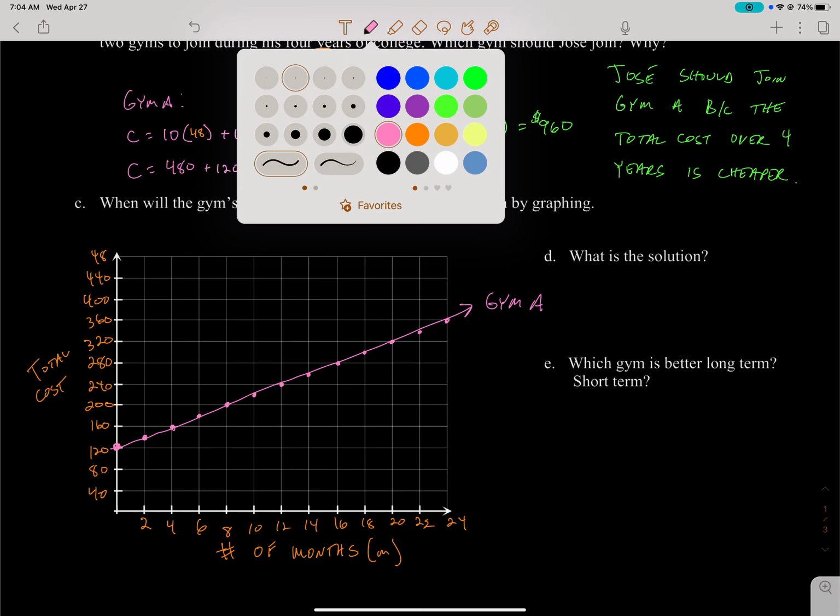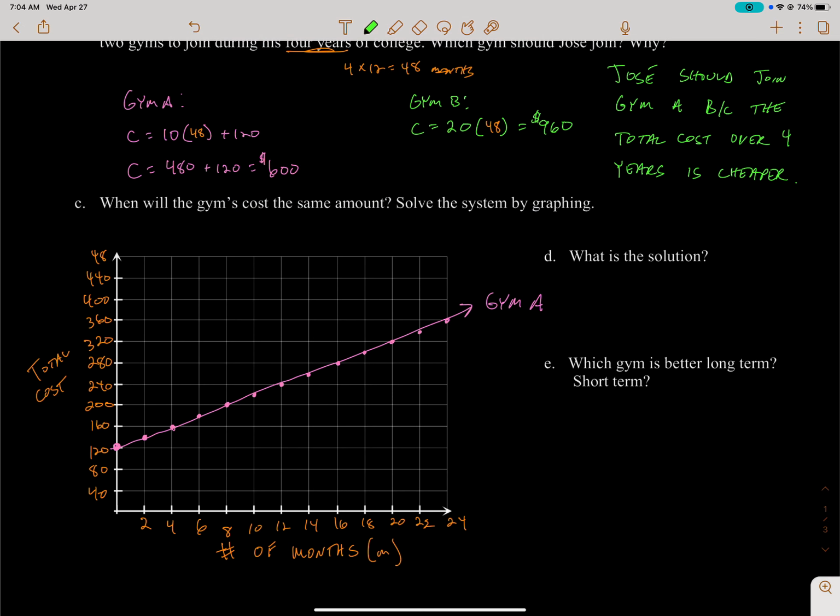Gym B I was doing in green, right? Gym B had no money up front, and then every month we're adding 20, so when I go over 2 months, we're actually adding $40. So every time we move over 2, we go up 40. So it's going to be right on the corner every time. There's your Gym B. And we can see where they intersect.